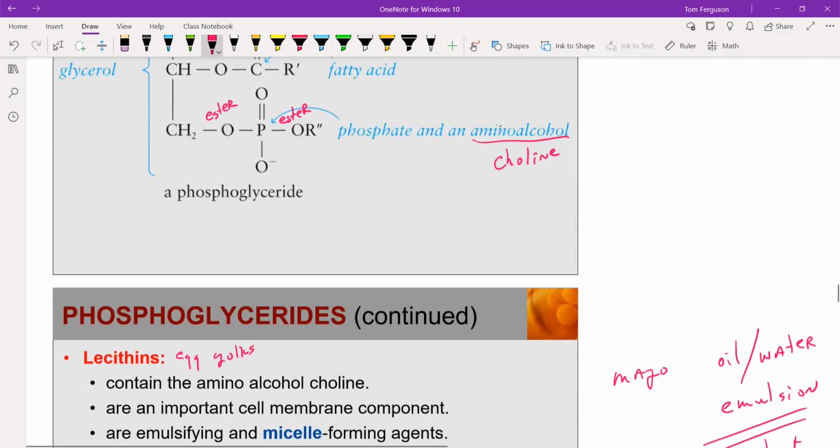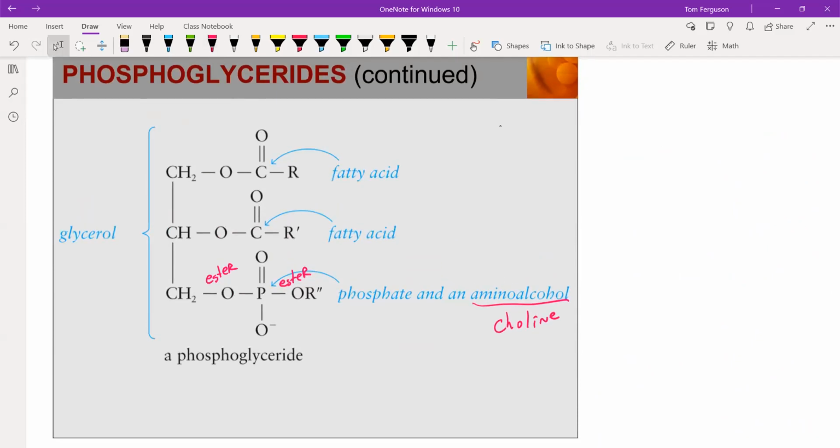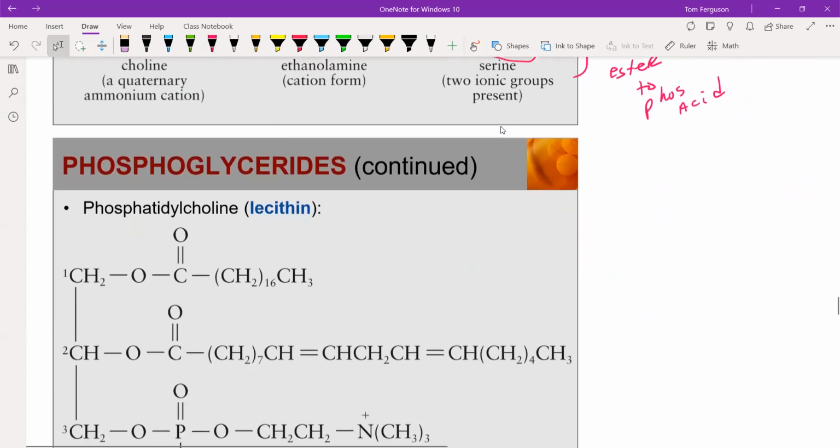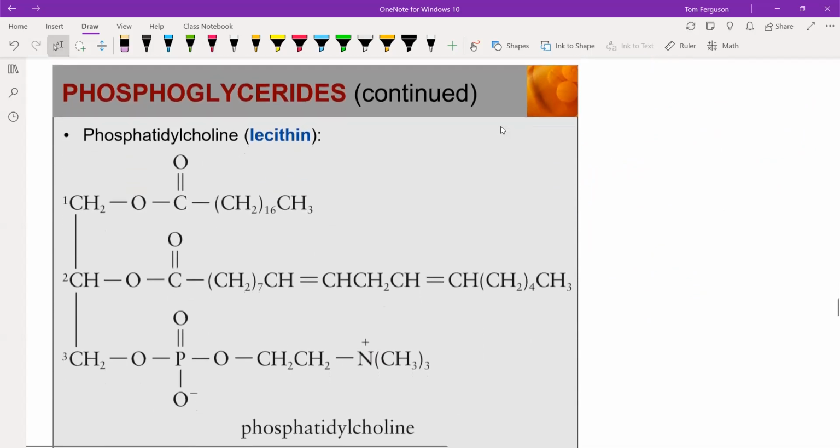Okay, so these are attached right here, that R group. So a phosphatidylcholine, i.e. lecithin, looks like this. So here is the ester. Here is an ester.